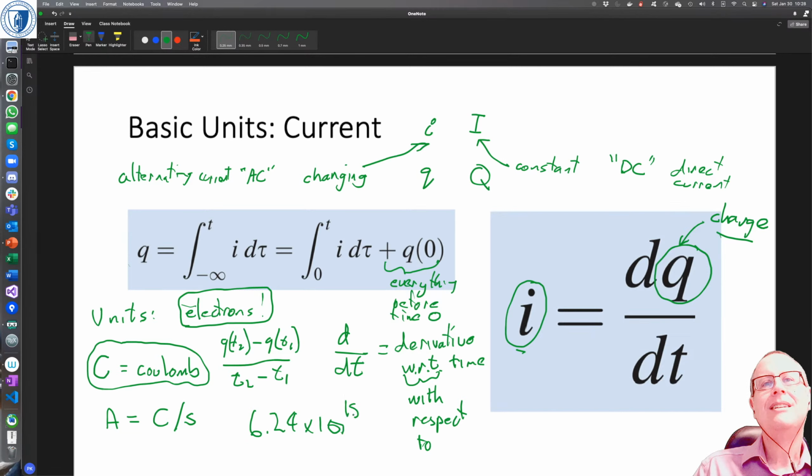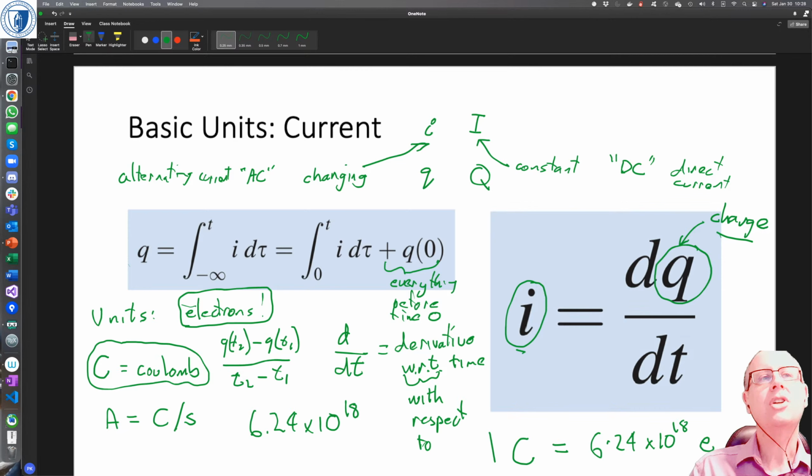Right, so let me just clear that and write that 0 as actually a 0 rather than some squiggle. Right, so 1 coulomb of charge is equal to 6.24 by 10 to the 18 electrons of charge.